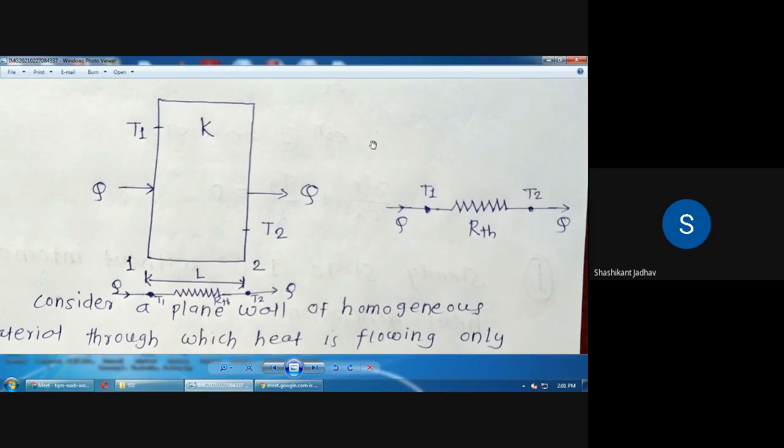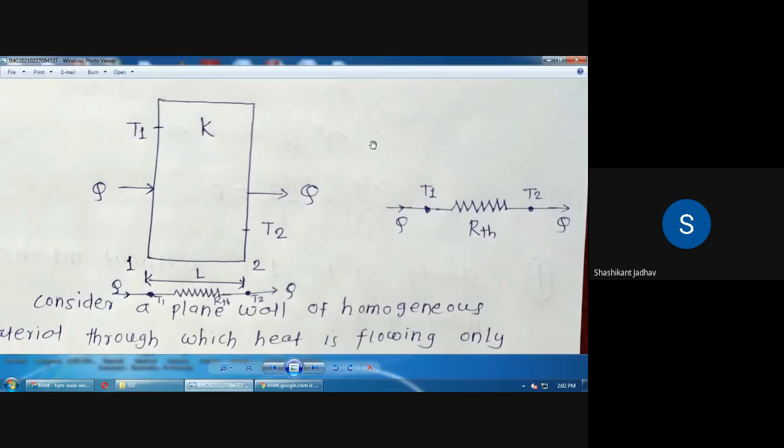Okay, so we have drawn one plane wall. At the left hand face the temperature is T1, at the right hand face the temperature is T2. The heat transferring through this wall is Q. L is the thickness of the plane wall. The left hand face is named face number 1, and the right hand face is named face number 2. Okay, so this is the heat transfer system.